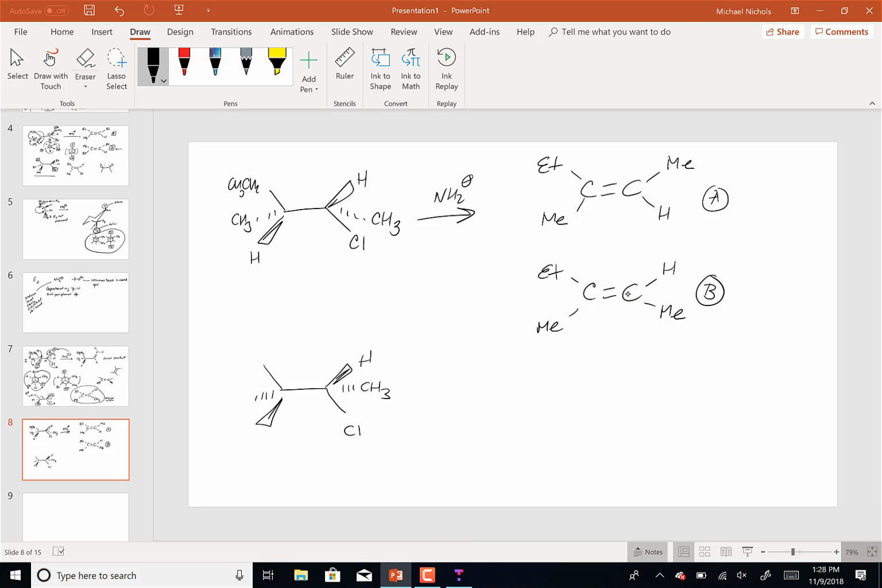All right, so if I'm doing this in the sawhorse projection, I've got to bring this hydrogen up here, take the ethyl group back, put the methyl group forward. That's going to put the methyl group there. It's going to put the ethyl group on the dash, and it's going to put the hydrogen there. So then when I lose the HCl, the methyl and the hydrogen are going to be cis and the ethyl group and the methyl group would be cis. So that's A.